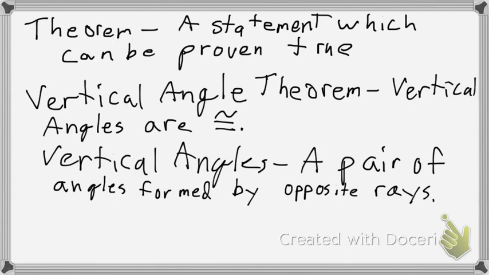So we're going to start off with the vertical angle theorem. The vertical angle theorem says that vertical angles are congruent. That's what that little squiggly line on top of the equal sign means. Remember, congruent means the shapes are the same. Equal means the measurements are the same. So if two angles are congruent, that means they are exactly the same. They're like carbon copies of each other. And it means that their measures are equal. Okay?